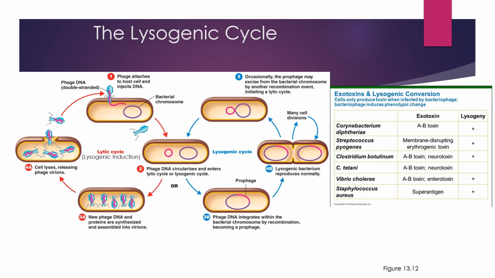Notice that Clostridium botulinum is here. It turns out that without the prophage, Clostridium botulinum is not a deadly bacterium. The gene for making the botulism toxin is on the phage. So when the bacterium is infected with the phage, it can make the botulism toxin and it becomes a deadly bacterium.